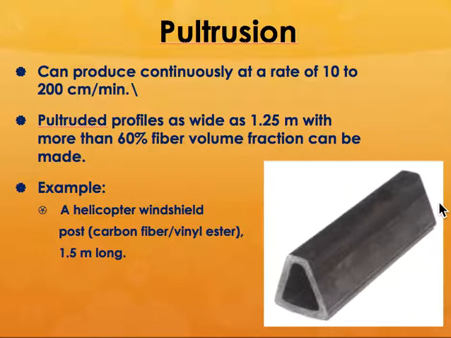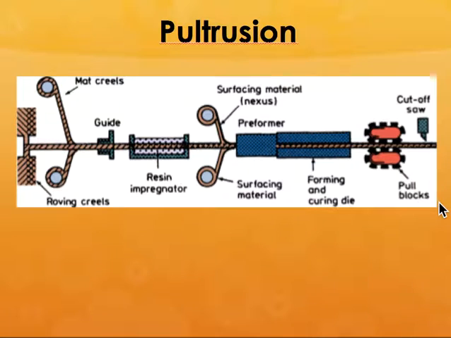So if you have lots and lots of components to be built, very standard size type of components, you can use this kind of a process. So you have, say for example, this one is a helicopter windshield post. It's carbon fiber, about 1.5 meters long. If you want to make it by hand layup, it is going to take you forever and it's going to cost you a lot. So if you have pultrusion, it helps you to reduce the cost. Okay. So this is the schematic of the pultrusion process.